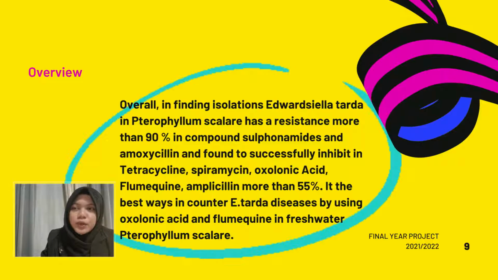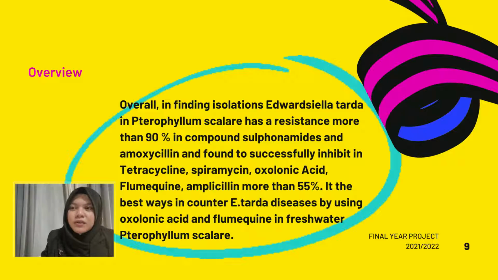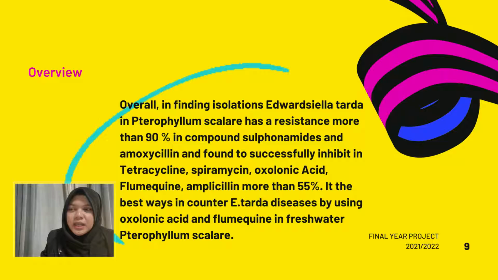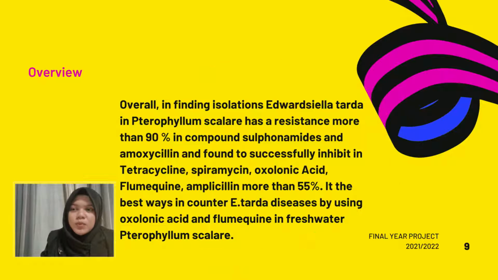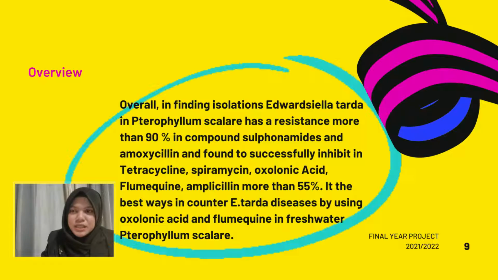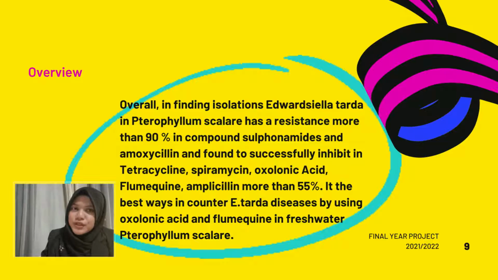Overall, in the findings, the Edwardsiella tarda isolates in angelfish had resistance of more than 90% to compound sulfonamides and amoxicillin, and were found to be successfully inhibited by tetracyclines, spiramycin, oxolinic acid, fluoroquinolone, and ampicillin at more than 55%. The best way to counter Edwardsiella tarda disease is by using oxolinic acid and fluoroquinolone in freshwater angelfish.